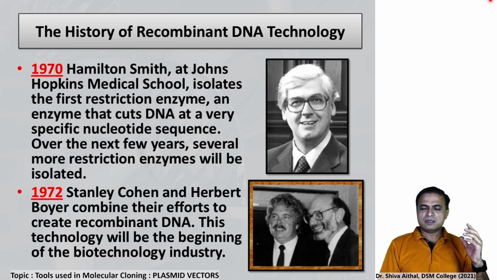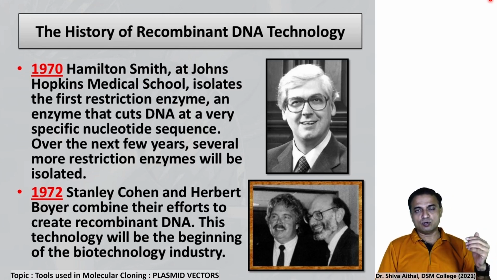So the history: where did it all start? Where did recombinant DNA technology get incepted, in whose brains, and what is the origin of that? It started in 1970. Hamilton Smith at Johns Hopkins Medical School isolated the first restriction enzyme which cut DNA at a very specific nucleotide sequence, and within the next few years many more such restriction endonucleases were discovered. Today, as I already mentioned, we know more than 400 different types of restriction enzymes.